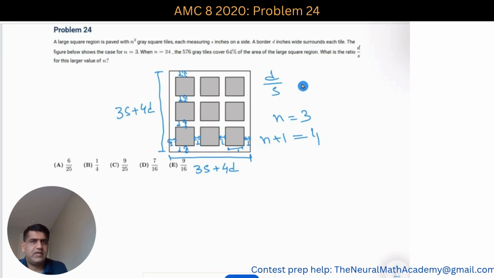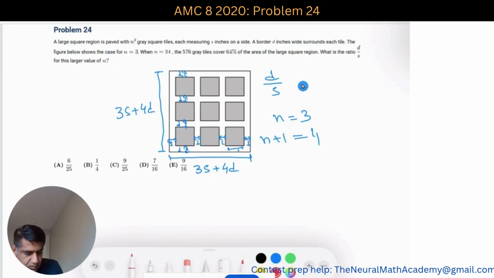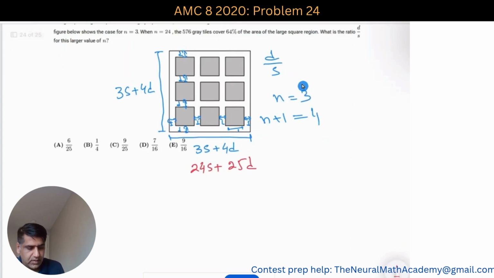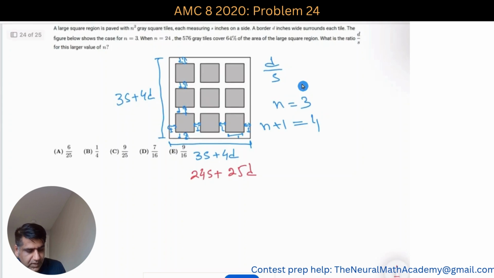Now I can extend the same idea when n is equal to 24. If I extend that to 24, then the side length for a larger square would become 24s plus 25d. So in order to find the ratio d over s, I can express everything in terms of the ratios of the areas, because I am given that 576 gray tiles cover 64% of the area.